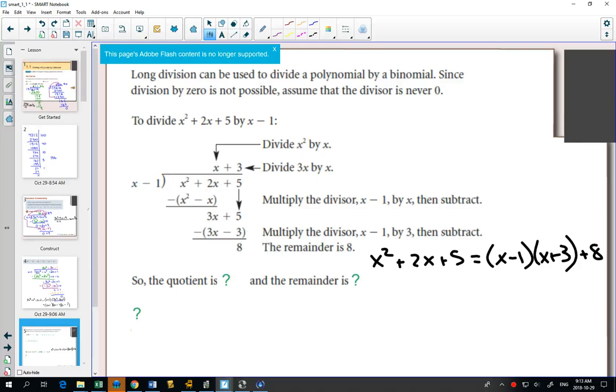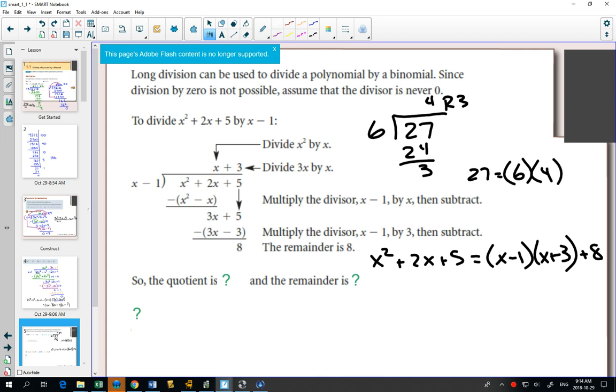So you could think of this as numbers, right? If you did 27 divided by 6, does it work out perfectly? No. What's the closest you could get? 24, which means you'd multiply by 4. 24, there would be a remainder of 3. This means that 27 is equal to 6 times 4. That's as close as we could get. Not quite. We have 3 left over. Right?